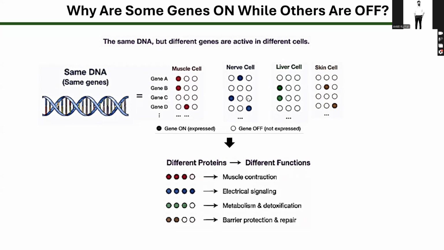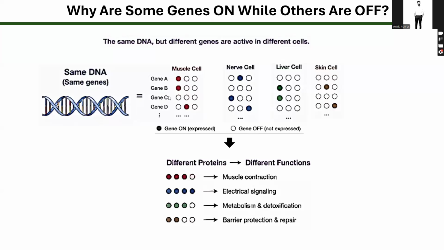Then the genes that are getting expressed in the nerve cells will get transcribed into RNA. Now the ribosome will read this RNA and produce the kind of protein that is responsible for electrical signaling, and so forth. So this is the importance of gene expression, and this is very important.